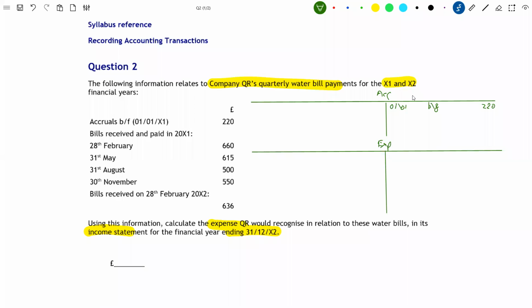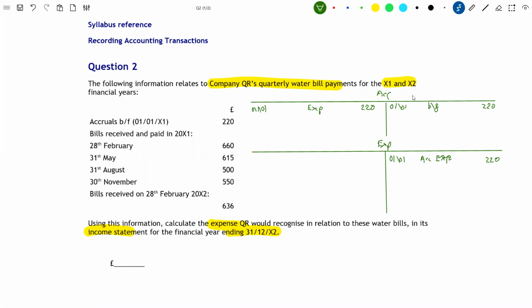Okay, so how did we go about cancelling this out? Well, of course, we firstly debited our accruals account with this amount. We are cancelling out this accrual. And then our double entry, of course, is a credit within the expense account, okay? So remember, we are reducing the bill, essentially, that we need to recognise in this year by the £220 accrual from the previous accounting year, okay?